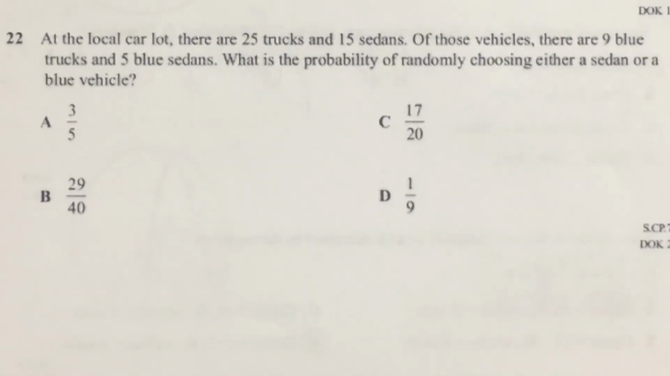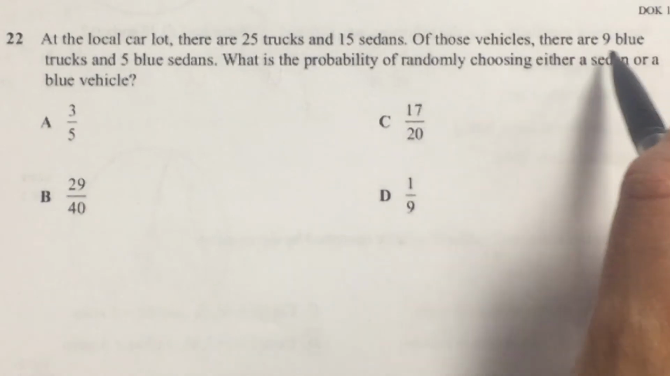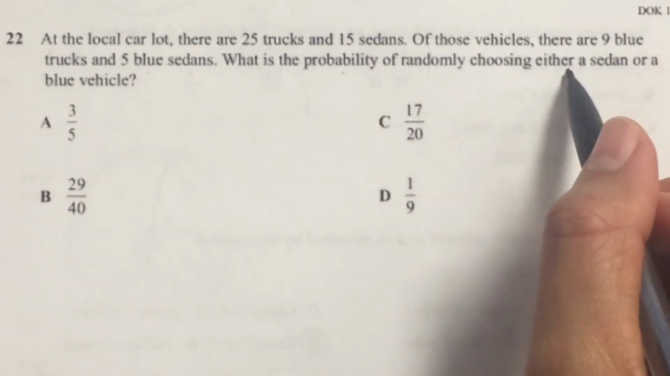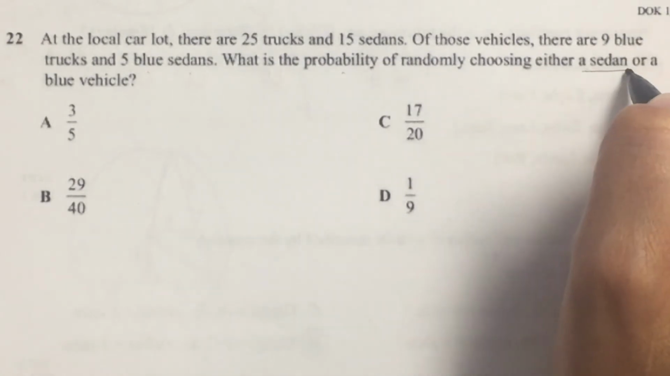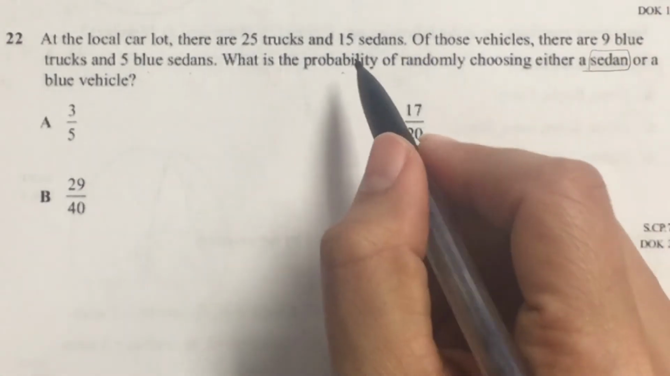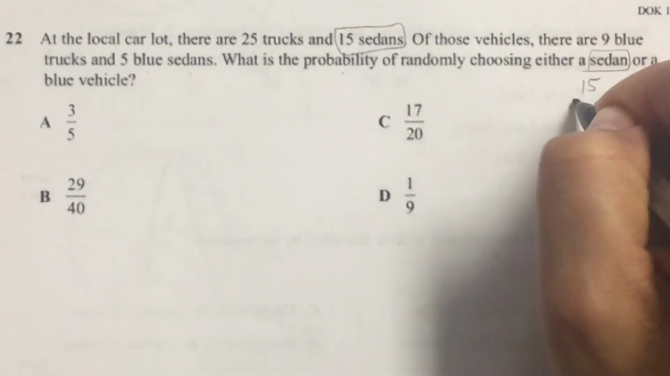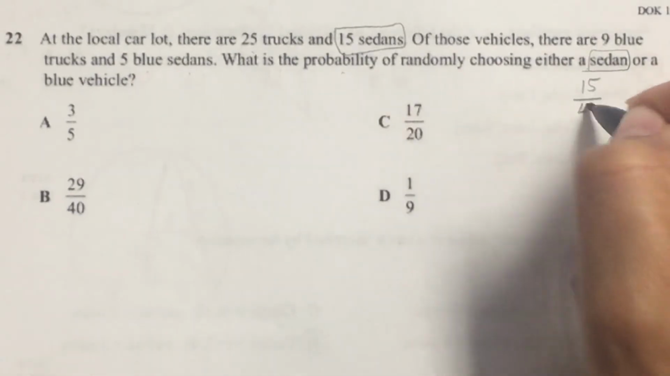All right, number 22. At a local car lot, there are 25 trucks, 15 sedans. Of those vehicles, there are 9 blue trucks and 5 blue sedans. What's the probability of randomly selecting either a sedan or a blue vehicle? Okay, so a sedan. How many are those? There are 15. Out of how many cars? So those are 15 out of 15 plus 25, which is 40.